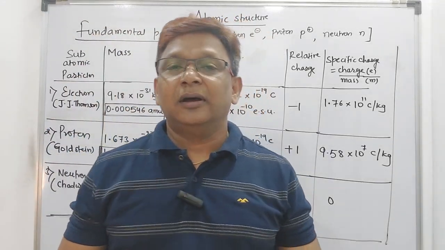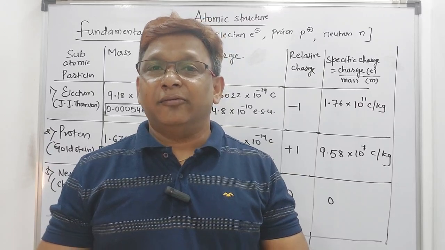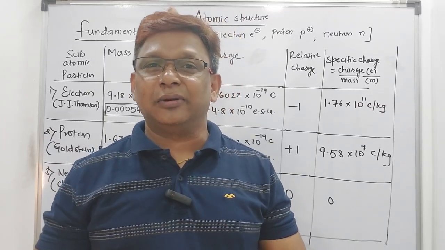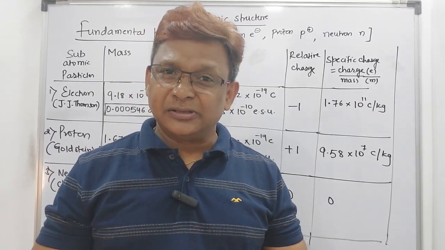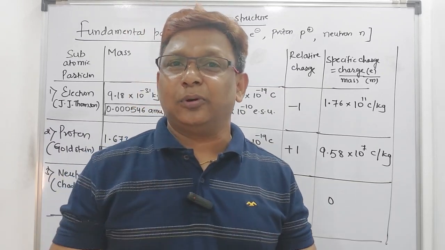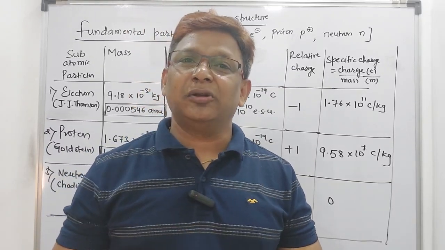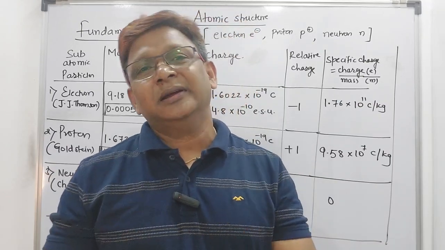For the electron discovery, how the discovery of the electron happened, it is called cathode rays. That means we will discuss the properties of cathode rays, then the discovery of the proton, called anode rays, and then the discovery of the neutron. That part we are going to discuss in our next video, right?